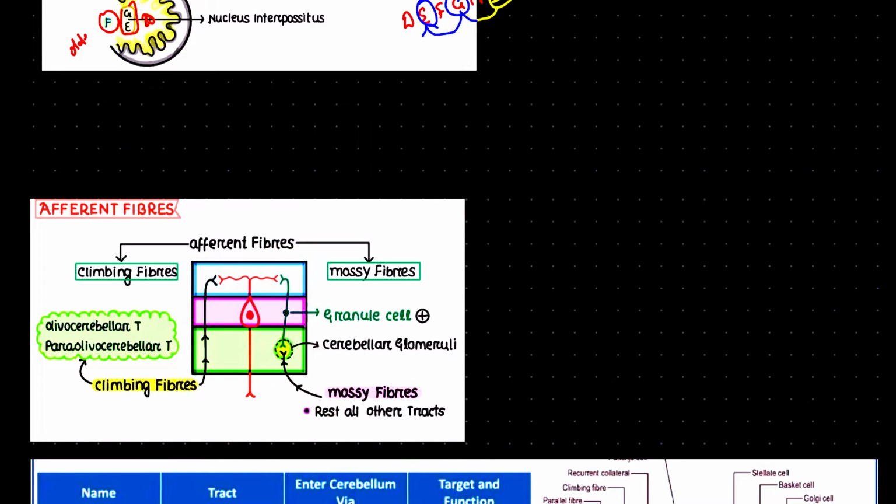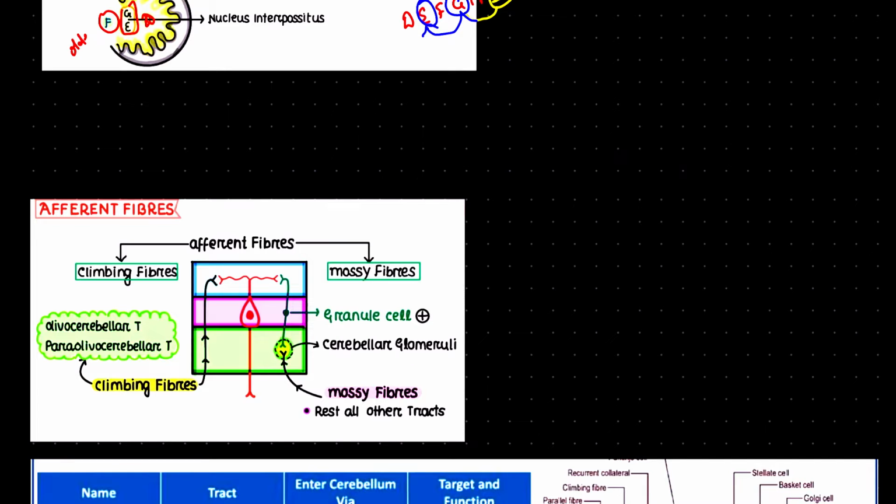There are two types of afferent fibers: climbing fibers and mossy fibers. Talking about climbing fibers, these climb all the way up to reach the Purkinje cells. These are very few in number. The climbing fibers are the olivocerebellar tract and the para-olivocerebellar tract. These are our climbing fibers.